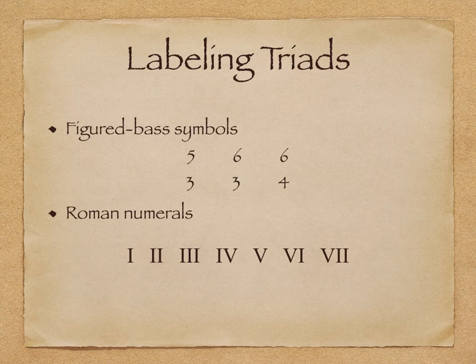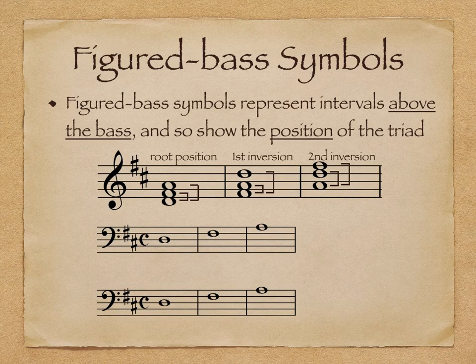Now that we know how to distinguish triads from one another, we can label them and talk about their relationship to tonic in our analysis with figured bass symbols and Roman numerals. Figured bass symbols represent the intervals above the bass, and so show the position of the triad. Figured bass symbols grew from the Baroque practice of accompanying on the keyboard from just a bass line with symbols.